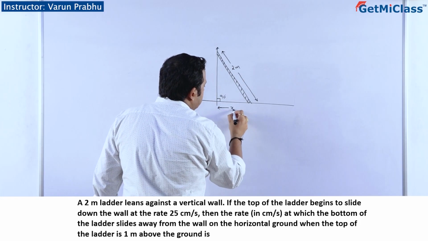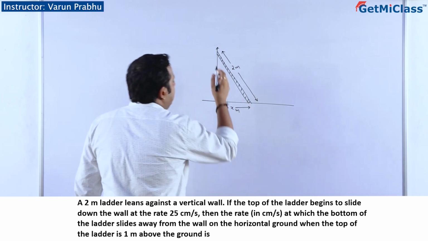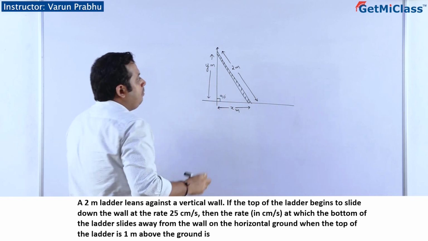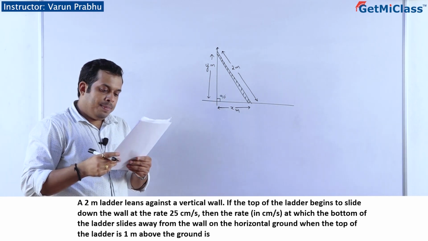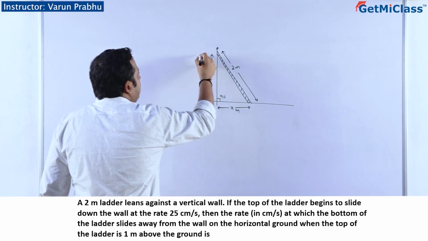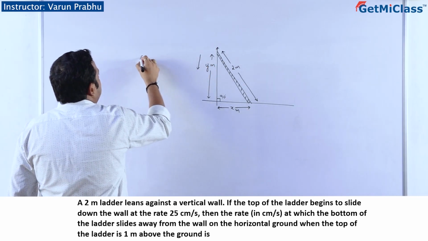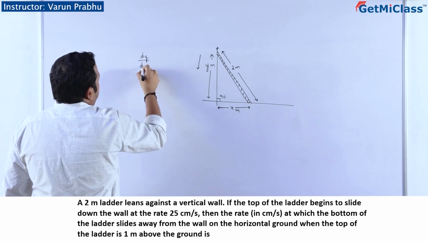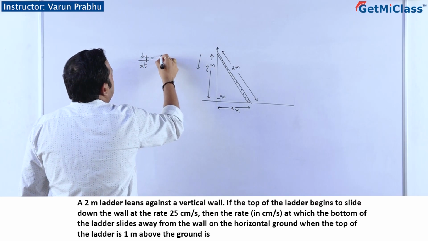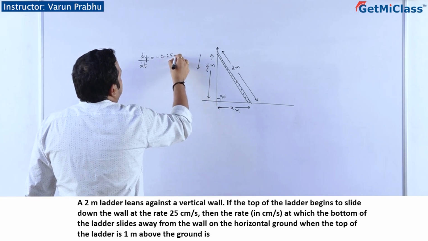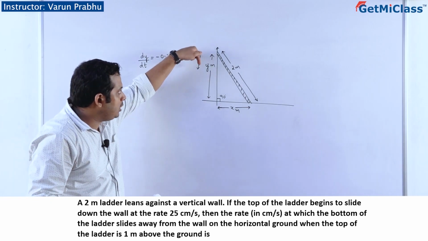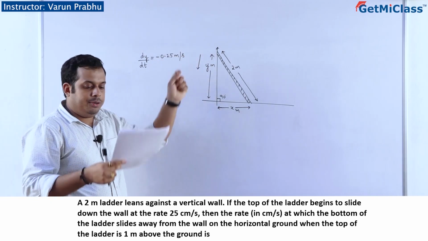So let me call this distance as x meter and let me call this distance as y meter. Now it begins to slide down the wall at the rate of, now this is coming downwards. The top of the ladder is sliding downwards. So coming downwards with certain rate. So velocity basically component is 25 centimeter, but I'll change everything to meter. Minus 0.25. Why? Because it is approaching 0, the value is decreasing, correct or not?